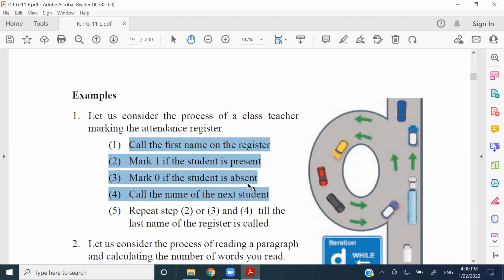Now, what is the condition? Until the 40 students are covered, we have to do the register marking process. We can't stop in the middle, then our task is not fulfilled. We are not going beyond the 40 students if the class has 40 students in total, because we don't have the 41st student.